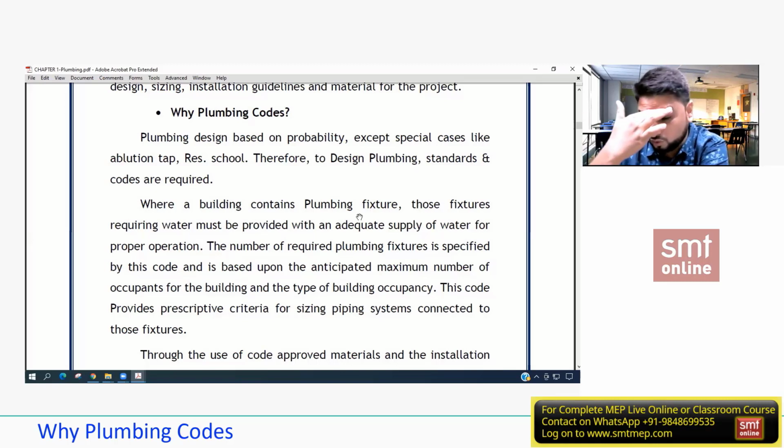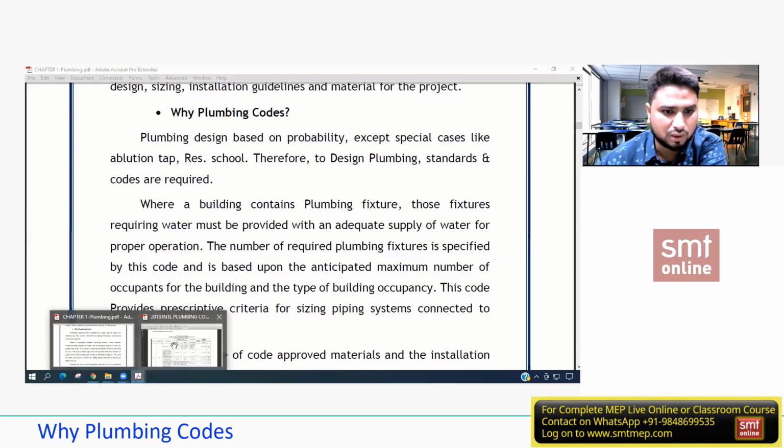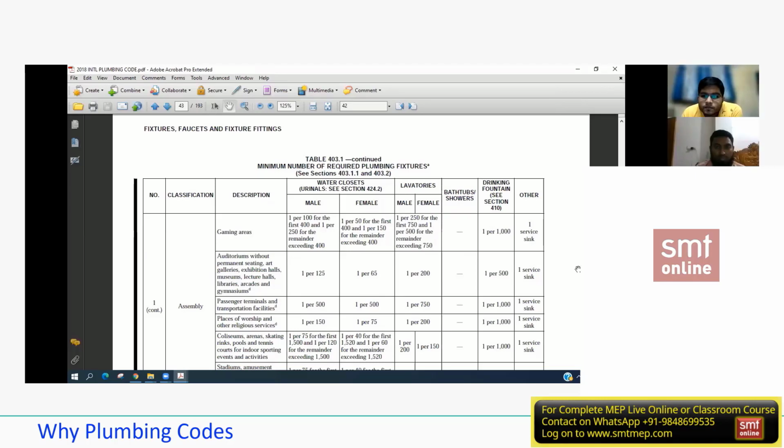And who will be doing this online? TAB work people, right? Testing, adjusting, balancing. Who will be giving this approval? In India, PH is the authority for pipeline or water supply. No, I'm talking about who does this. TAB work people, right? Plumbers. TAB work, that is testing, adjusting, and balancing.